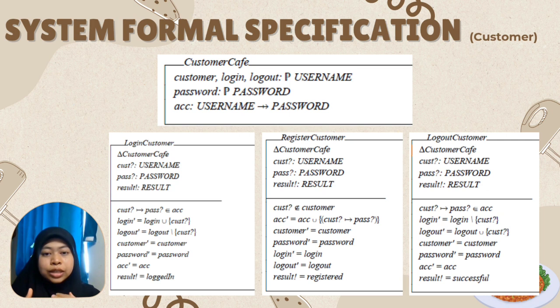Next, let's proceed with the system formal specification for the customer side of our cafe food ordering system using Z specification. In our system, customer can log in, register, manage their cart and also manage their order. These actions are modeled using Z schemas, which define the system structure and behavior using set theory and logic.